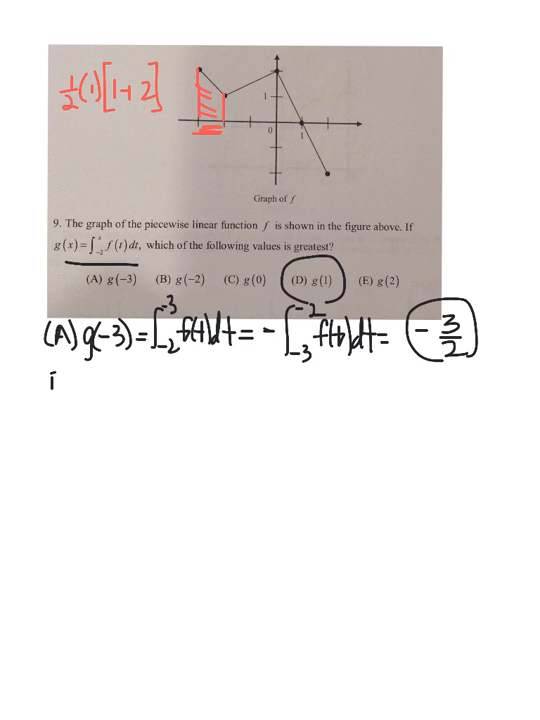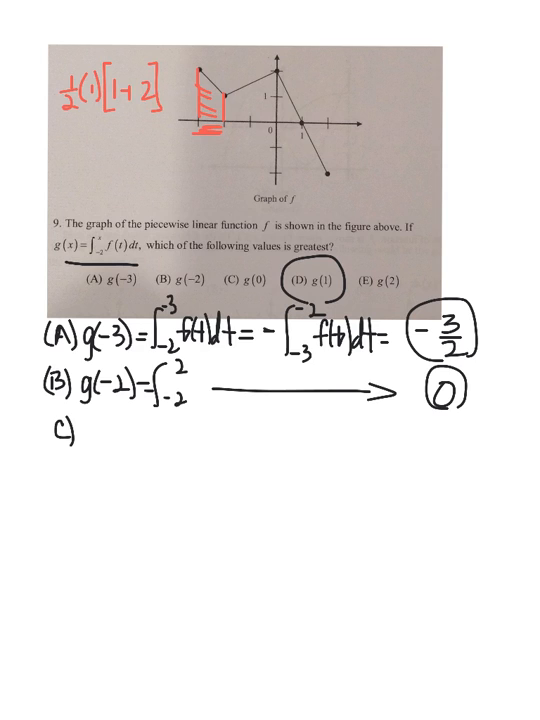Let's go to choice B. Choice B is asking us to find g of negative 2, so that would be the integral from negative 2 to negative 2. Well, we can just stop right there. We know that that is 0. Okay, C. So then we want g of 1. Oh, I'm sorry, g of 0. I can't read it. So g of 0 is asking you to integrate from negative 2 to 0, f of t dt.